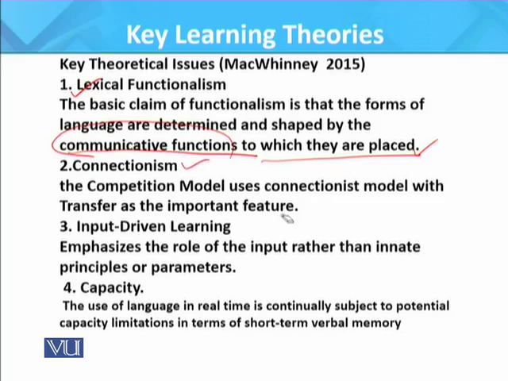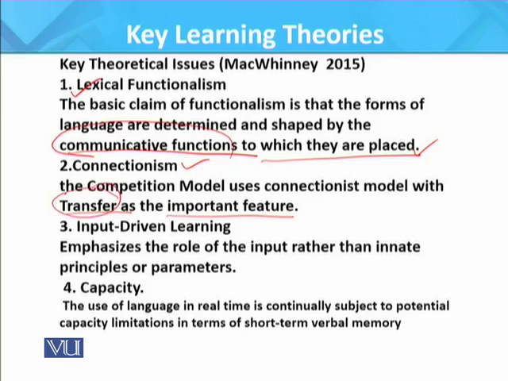Connectionism. The competition model uses connectionist models with transfer as the important feature, in order to model the interactions between lexical mappings. Four important properties of these neural network systems are competition, gradients, emergence, and transfer. Now, of these four properties, the most important for understanding second language acquisition is the transfer.